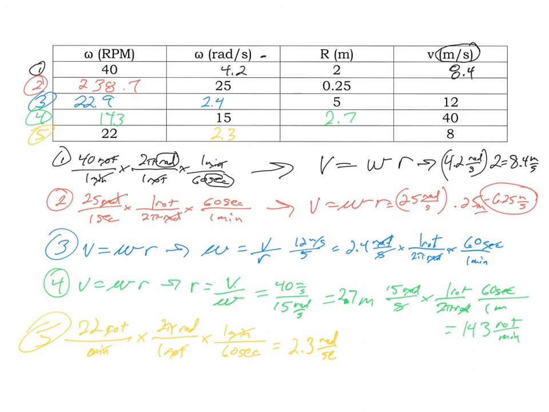I'm trying to find radius. So radius equals linear velocity over angular velocity. Linear velocity is 8. This is the longest question ever in the history of the world. 8 meters per second, 23 radians per second. I'm going to get meters when I go 8 divided by 23, and I get 0.35 meters for a radius.